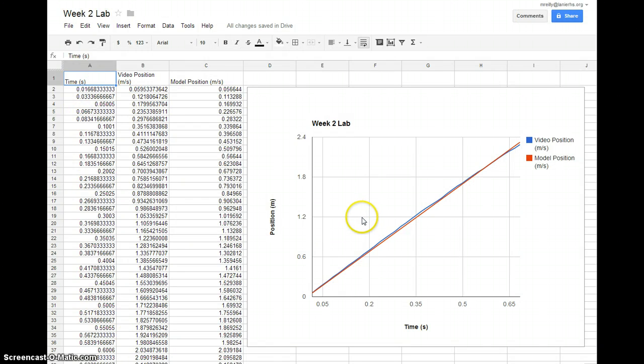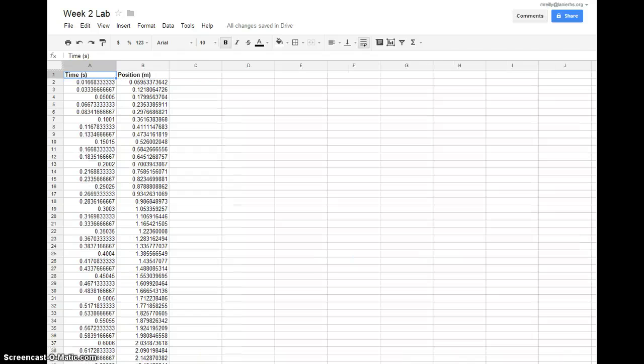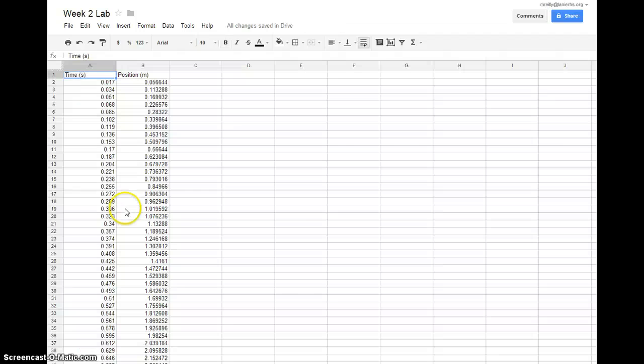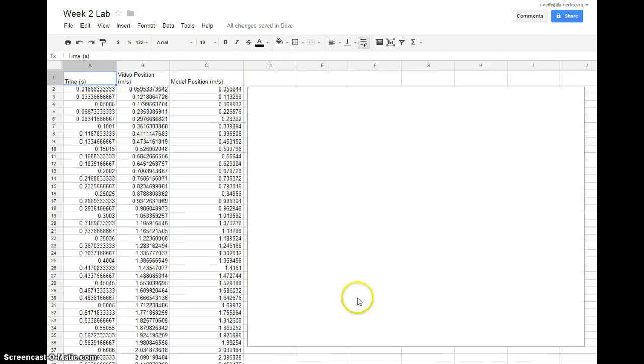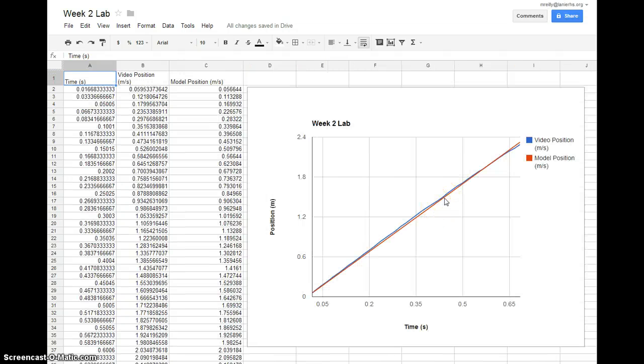We had the data plotted here, the blue being the video and the red being the model. As you can see, they are fairly parallel with some differences. One thing that was a difference in the video results, it gave me a different time. Instead of 0.017, it was 0.01668. But I did the 0.017 based on the Tracker numbers, but still fairly satisfied with the results.